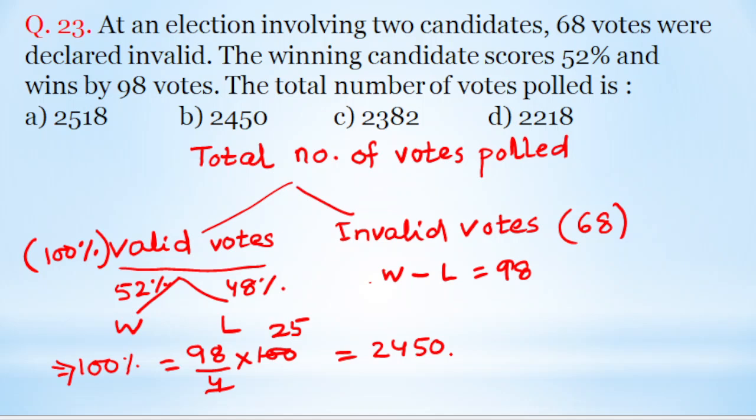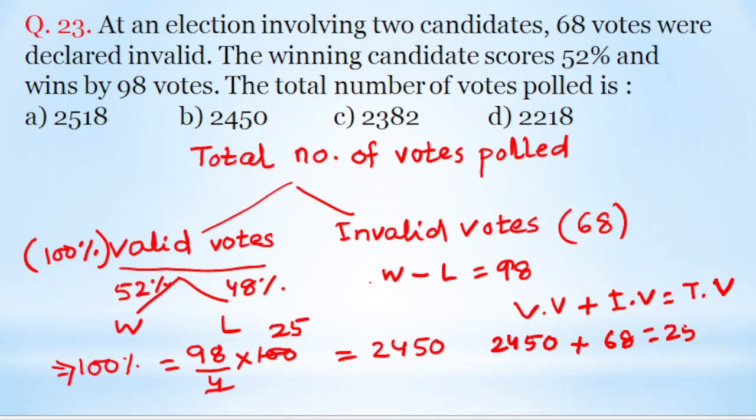Now we have to find the total number of votes polled. Here the valid vote is 2,450. So valid vote plus invalid vote is equal to total vote. Valid vote is 2,450 plus invalid vote is 68, so that is equal to 2,518. That means option A is the right answer.